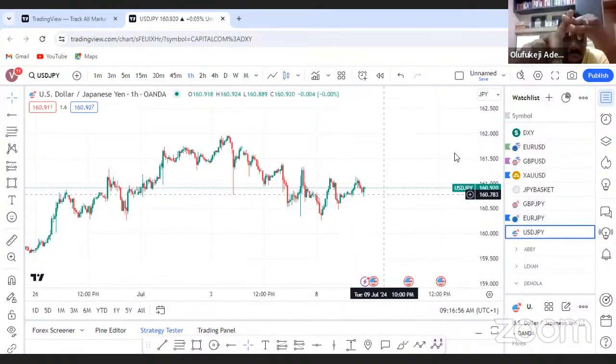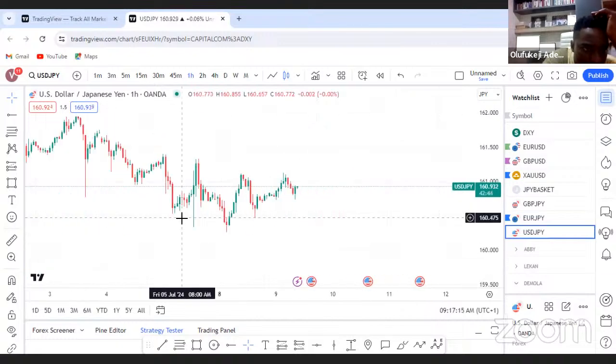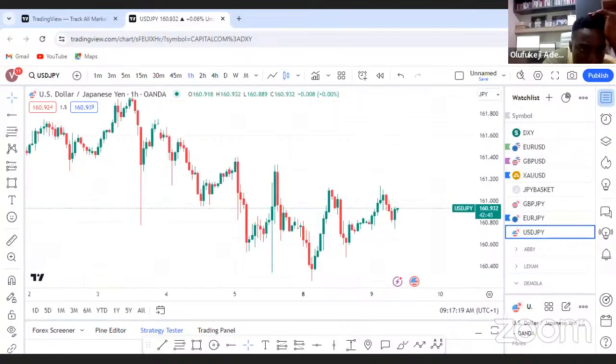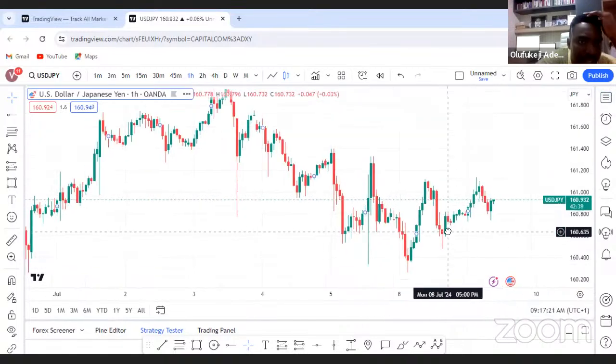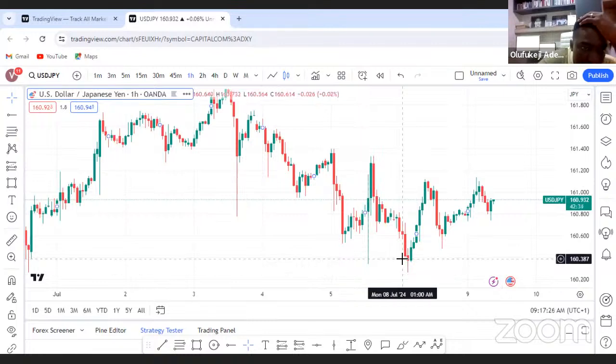Your shoulder, your sweep, your break of structure to the downside, your fair value gap being formed, a return to the fair value gap. Exactly. And then price breaking to the downside. Zoom in on this. You can see price has broken structure. Price has broken that low to the downside.